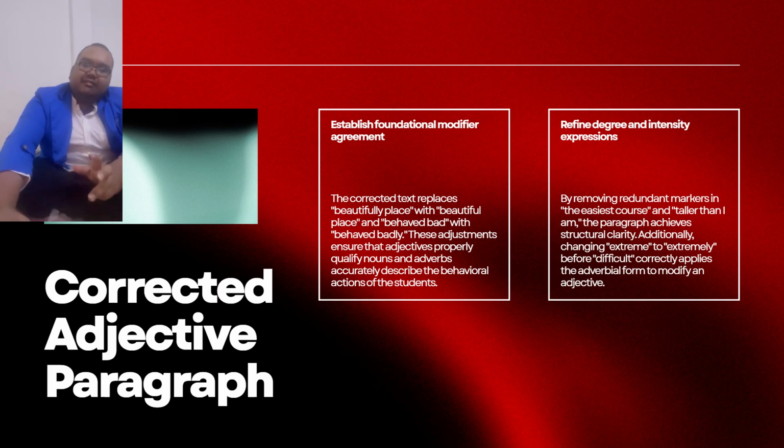Now, refine degree and intensity expressions by removing redundant markers in the easiest course and taller than I am. The paragraph achieves structural clarity. Additionally, changing extreme to extremely before difficult correctly applies the adverbial form to modify an adjective.